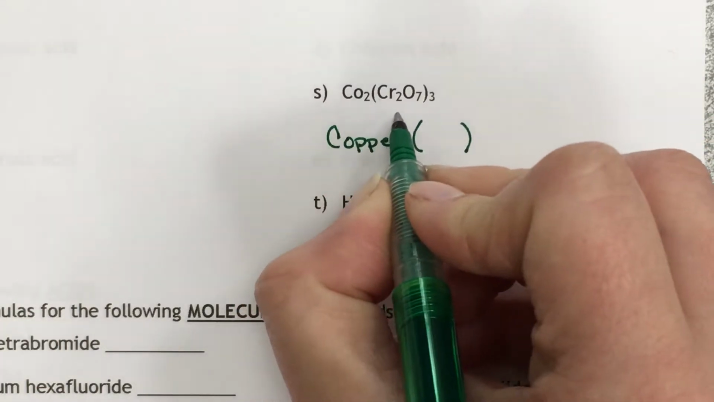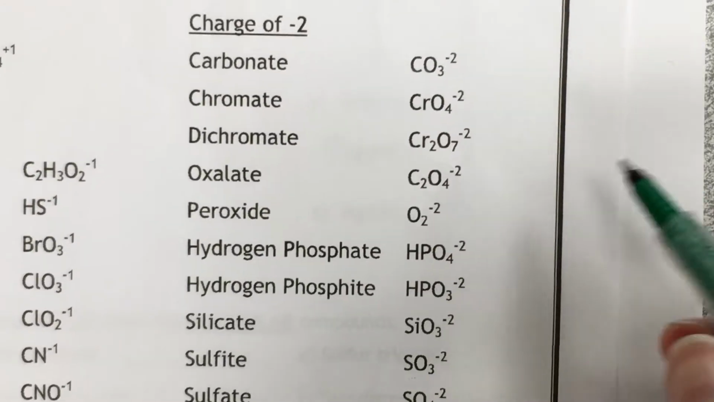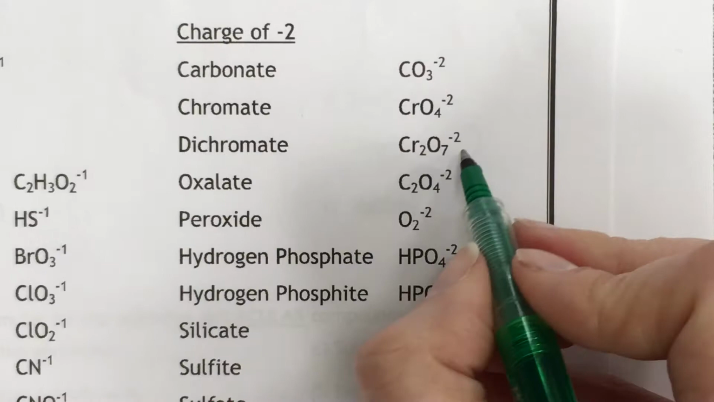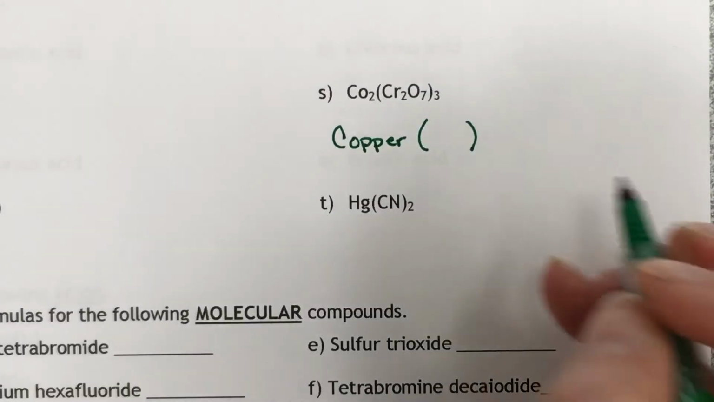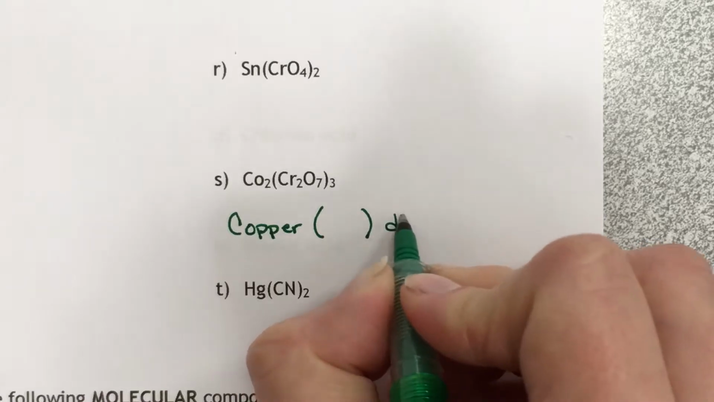And then what is this thing? Let's find out what that is. That is on your polyatomic ion list, dichromate. So dichromate has a -2 charge. We can go ahead and write it. Sorry, dichromate.